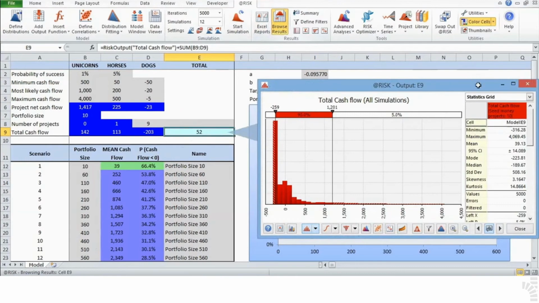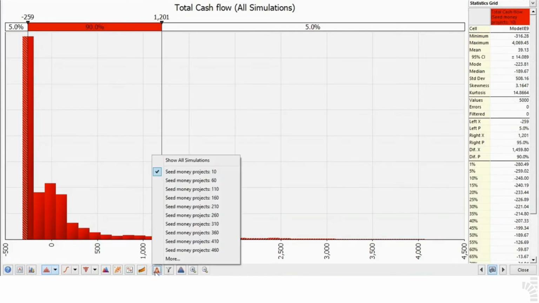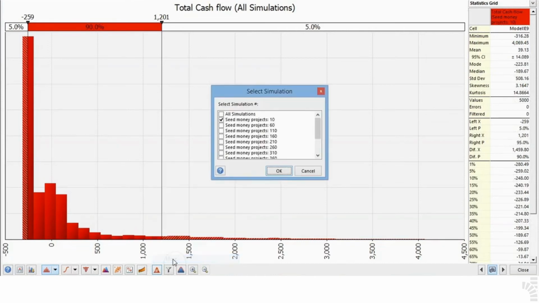64. Place your cursor on top of cell E9 and click on the Browse Results button. 65. In order to compare various scenarios, use the Select Simulation Number to display icon on the bar below. This will pop up the following dialog when clicking on the More option. 66. Mark on all simulations and OK.